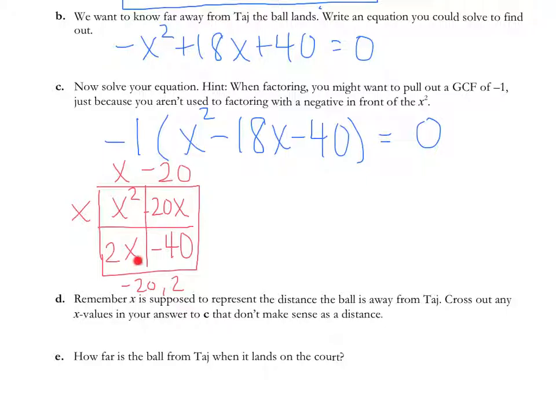And then down here, I can think to myself, well, what times x would have given me a 2x? So this down here better be a positive 2. And then I can check for myself, okay, do the positive 2 and the negative 20 actually multiply to make a negative 40? And it does, so that checks out. So the next thing I'm going to do is rewrite my equation in my newly factored form.